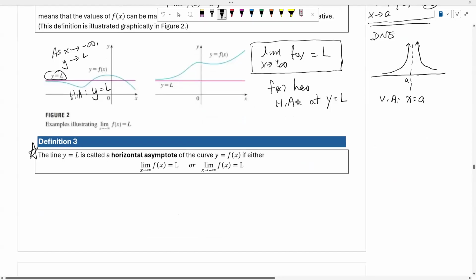These definitions tell us that the line y equal to L is called a horizontal asymptote of the curve y equal to f of x if either the limit as x approaches infinity of f of x equals L or the limit as x approaches negative infinity of f of x equals L.